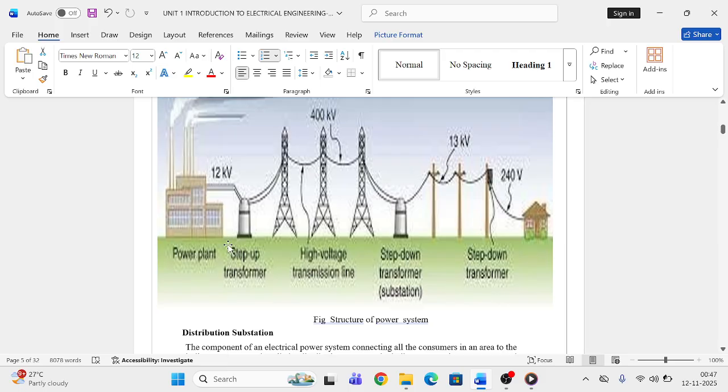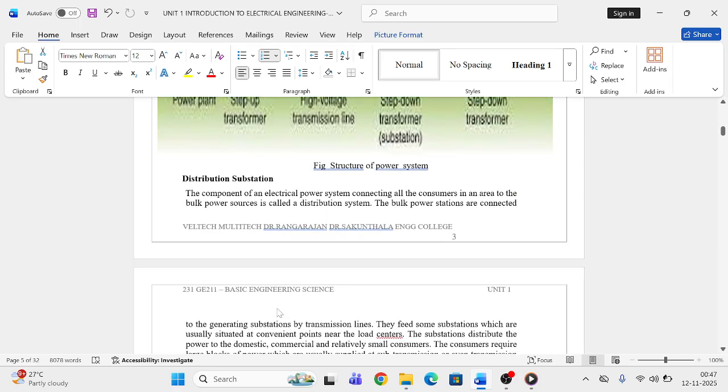In the generating plant, electrical energy is generated, where it is stepped up by the use of step up transformer. The transmission line carries this electrical energy over a long distance as bulk power transmission. Where consumers need it, this high voltage is stepped down by the use of step down transformer, and finally the electrical energy is distributed to the consumer.